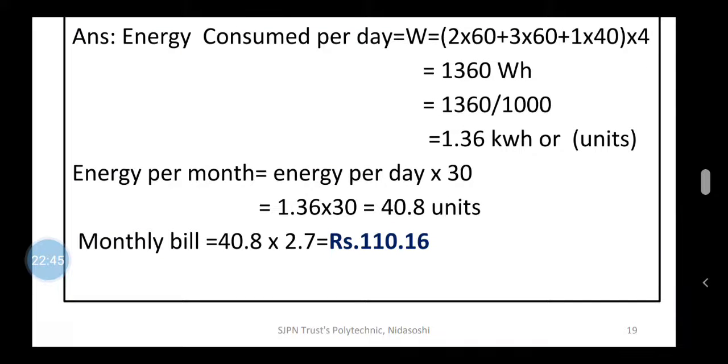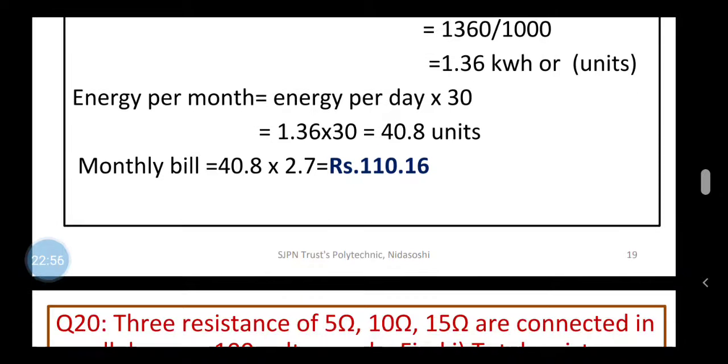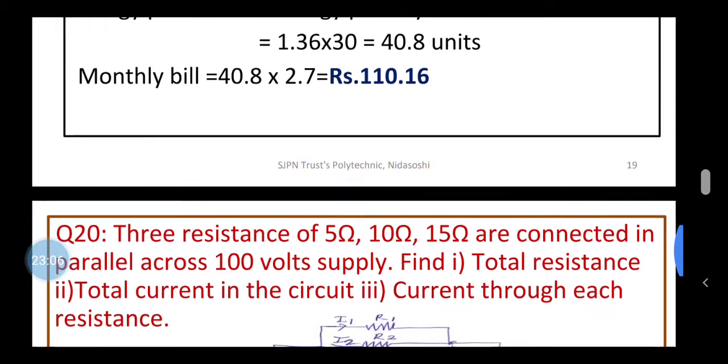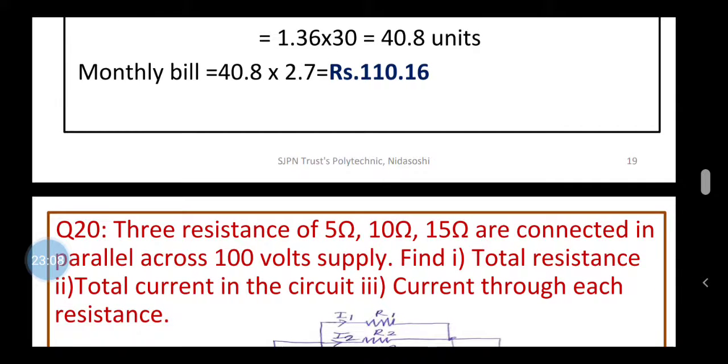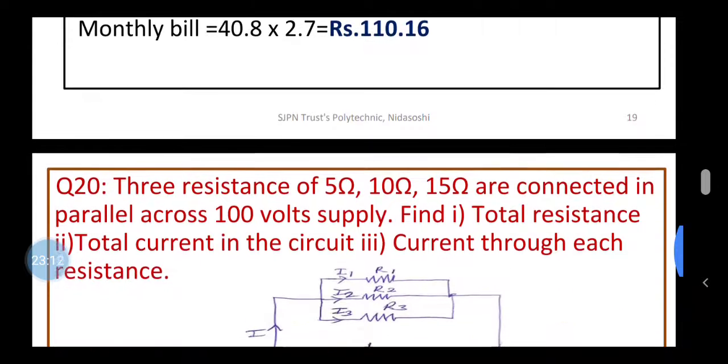Now energy per month: energy per day multiplied by 30, considering 30 days in a month on average. So we get the total number of units consumed as 40.8. So what is the monthly bill? The number of units per month into cost per unit. So 40.8 into 2.7 comes to around 110.16 rupees.